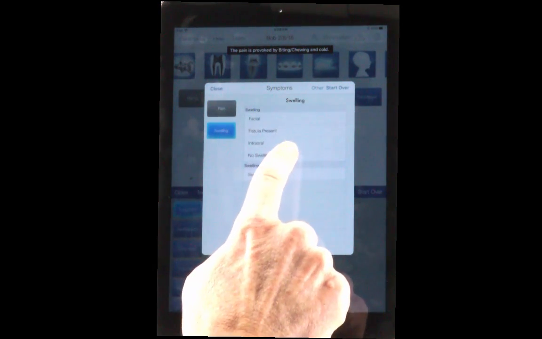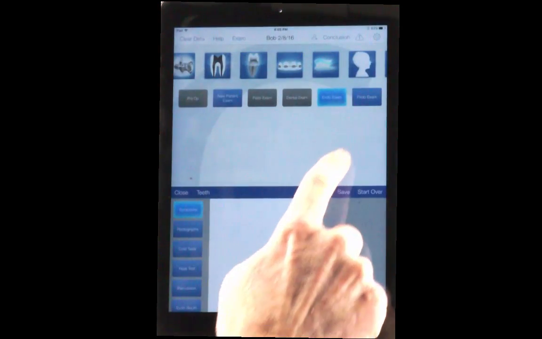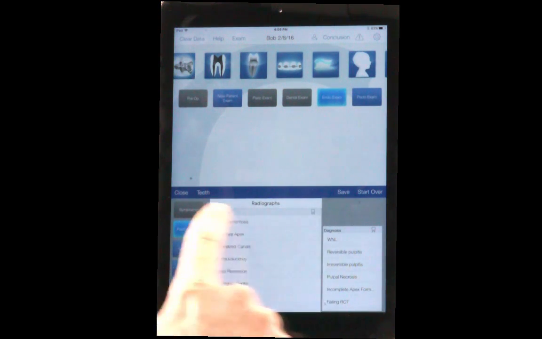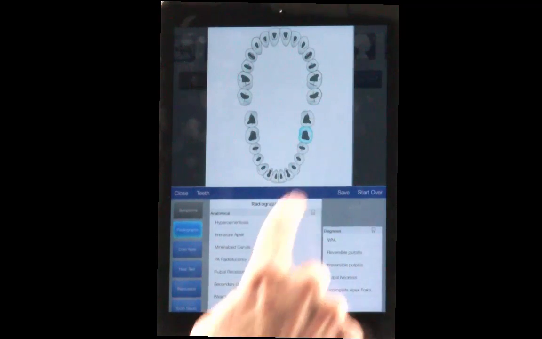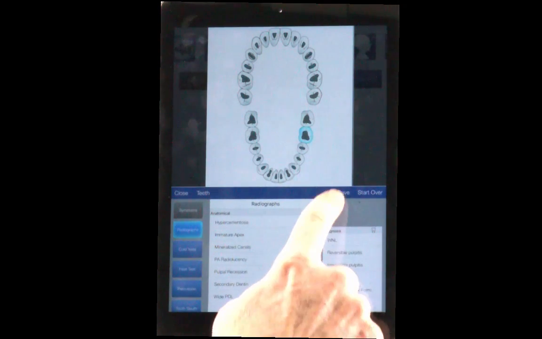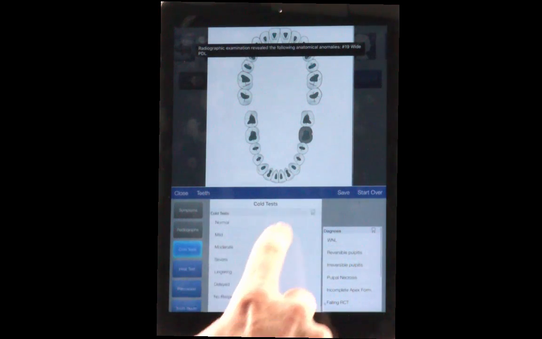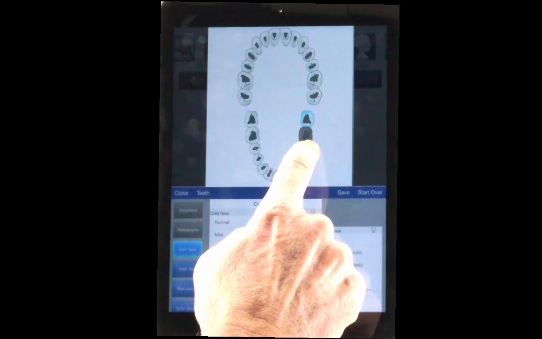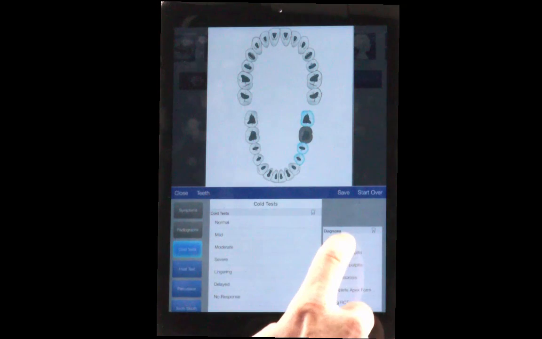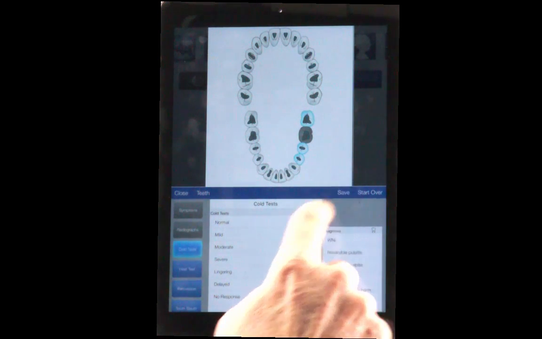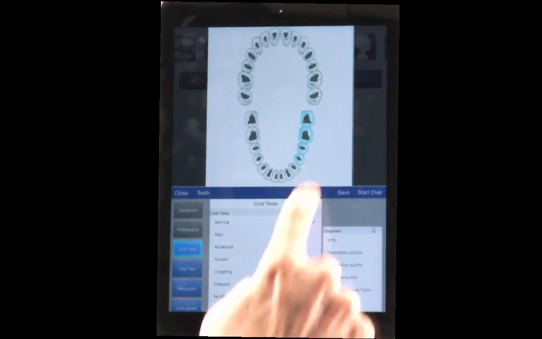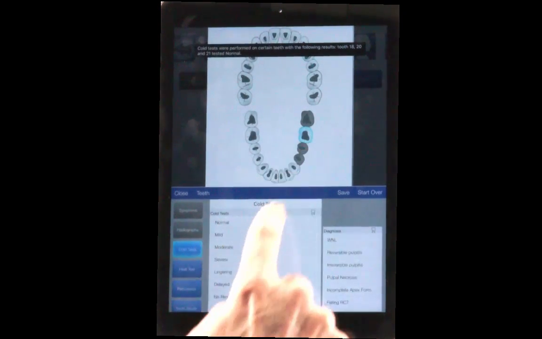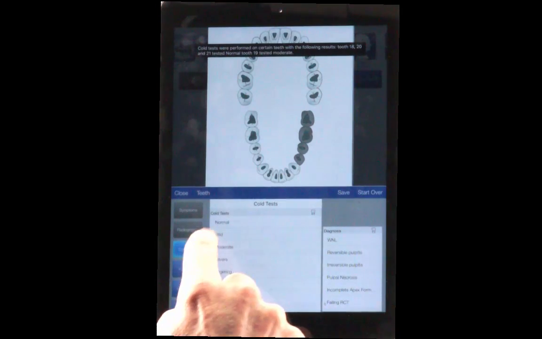We'll go and see if there's any swelling. There's no swelling present. Let's go and look at the radiograph. The radiograph showed that number 19 had a widened PDL. We did some cold tests. We looked at the cold tests, and 18, 20, and 21 tested normal. 19 tested moderate.